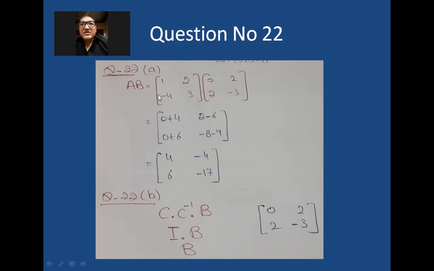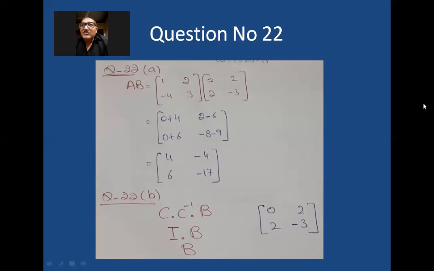Then it's the second row's turn to multiply. So -4 multiplied by 0 will be 0, and 3 multiplied by 2 will give 6. Then -4 multiplied by 2 will be -8, plus 3 multiplied by -3, that is -9. So 0 plus 4 will be 4, 2 minus 6 will be -4, 0 plus 6 will be 6, and -8 minus 9 will be -17. Hopefully you understand how we multiply 2 matrices. Both of these matrices are 2 by 2 matrices, and I hope you have understood this.